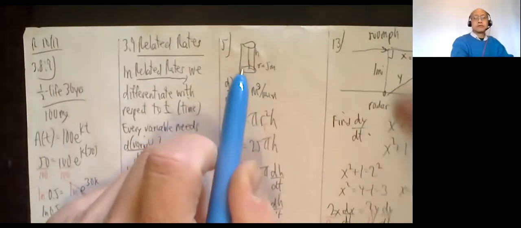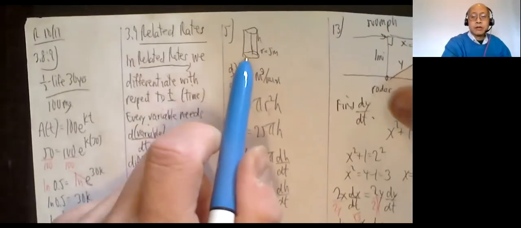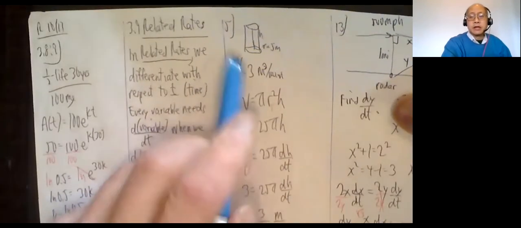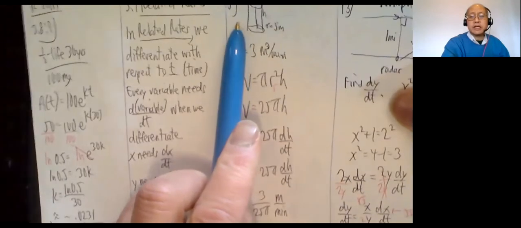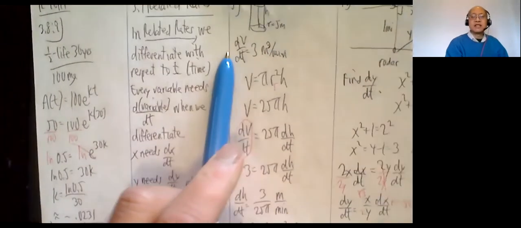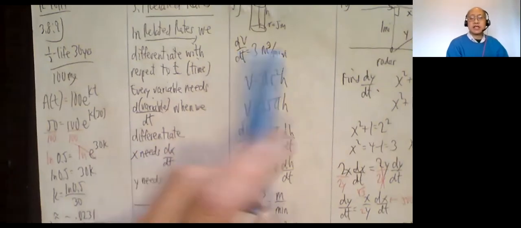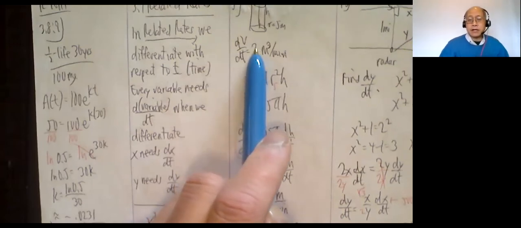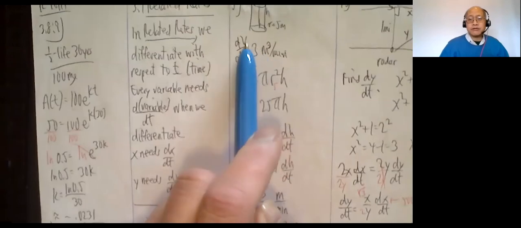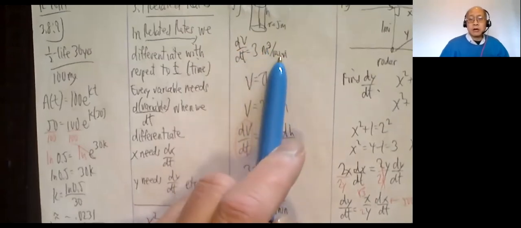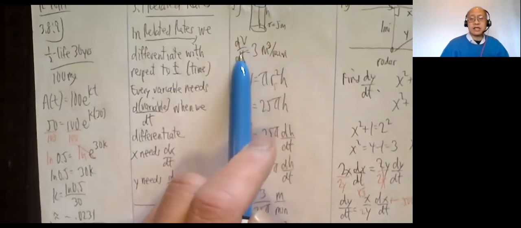So here's a cylinder. Radius is 5. Here's the height. They tell me the volume is increasing at 3 meters cubed per minute. That's dV dt. Now you say, well, how do you know it's dV dt? This is volume, meters cubed, right? Square meters is area, right? Cubic meters is volume. And the units for time is minutes. So it's volume over time, so dV dt.